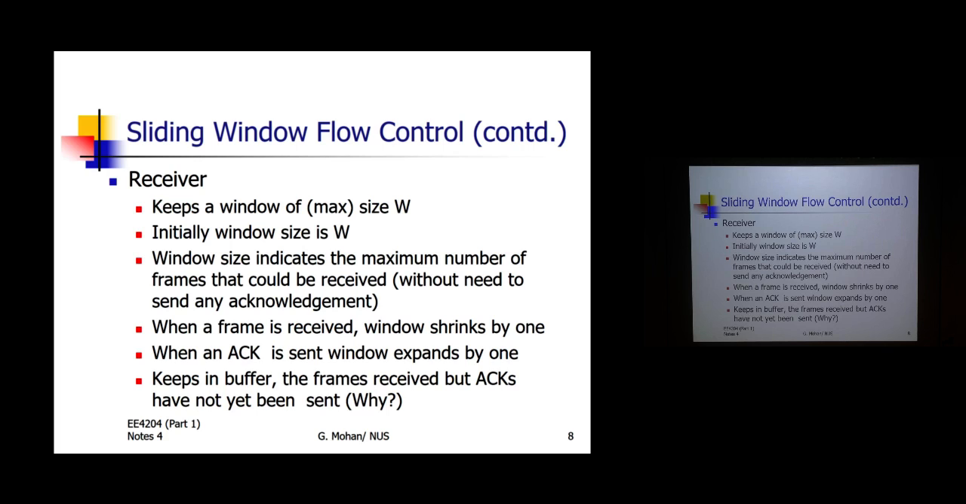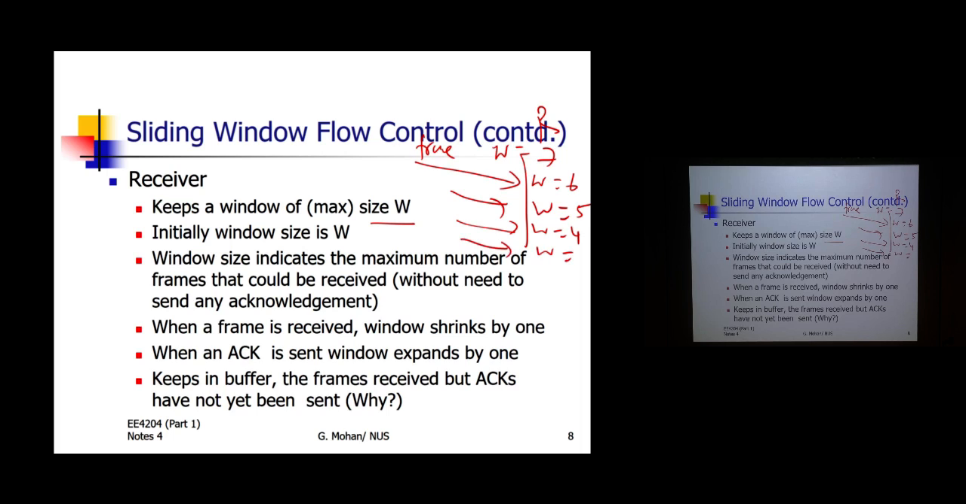Now what the receiver does is the same way. The receiver also keeps a window of size W. Again, it's a simple variable. So this is the receiver, and initially W is equal to 7. When it receives a frame, it becomes 6. Initially W equal to 7 means it can receive up to 7 frames without sending out any acknowledgement. Now it receives a frame, then W becomes 6. That means it can expect up to 6 more frames. Let's say it receives another frame, now W equal to 5. It receives another frame, W equal to 4. Then W equal to 3.